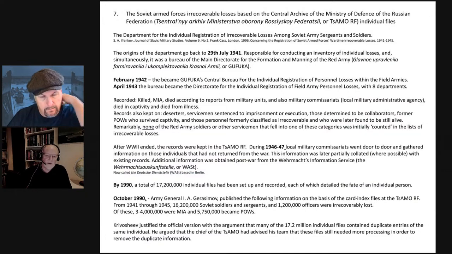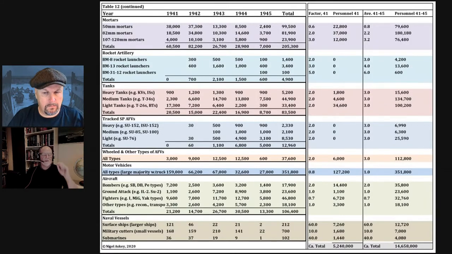So tomorrow we'll talk about the RF TsAMO, which is the Central Archive of the Ministry of Defense files, basically using that to establish irrecoverable losses and not Krivosheev's front, combat front and HQ report system. And then we'll talk a bit about reevaluation of Soviet losses during the whole war, how that fits into the demography, the whole population, and then just compare it to some of the German losses and some of the Allied losses. So that'll be tomorrow. Yeah, brilliant. So anyway, I'm looking forward to tomorrow.